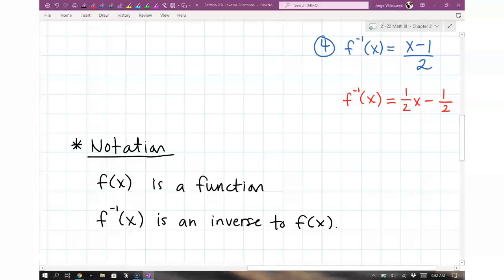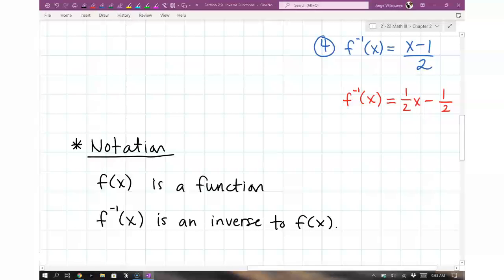Now, you can have multiple inverses. If your function is h of x, you can write it h inverse of x. If it's g of x, you can write g inverse of x. Okay, you're just changing the letter in the front, so it doesn't really matter. We just use f most of the time.